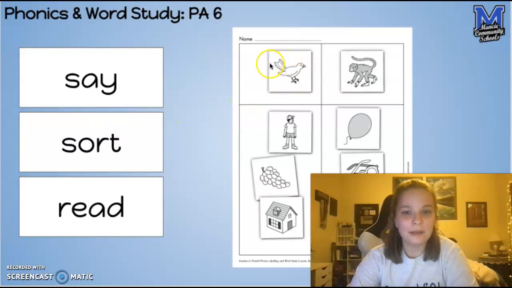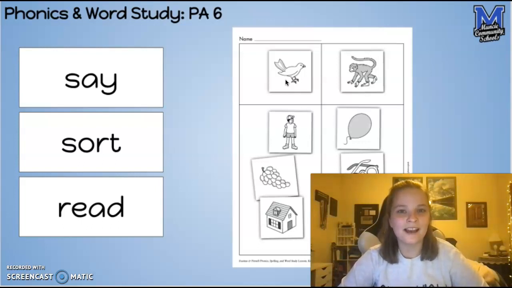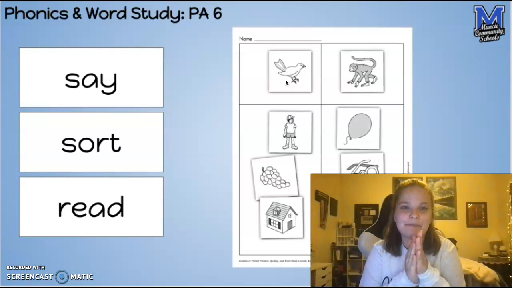So I have a picture of a bird. If I clap out the word bird, I only clap one time. Bird. So that has one syllable.